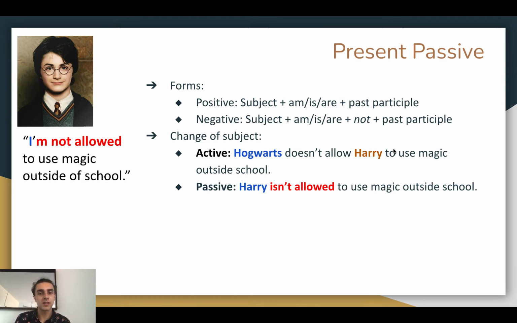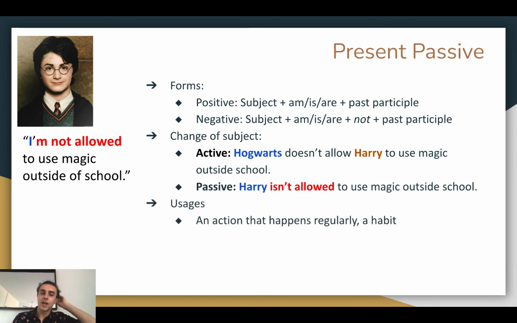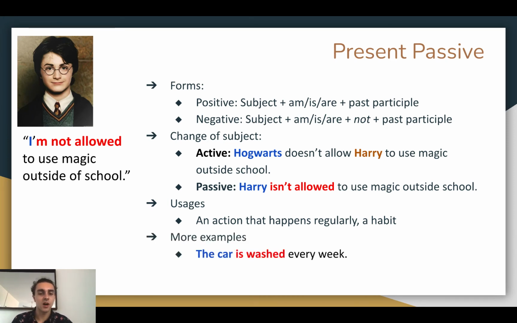So here we see that the object or the complement of the active voice becomes the subject in the passive form. Harry is not allowed to use magic outside school. So we use the present passive to show an action that happens regularly, a habit, or also just like a state of something. So Harry isn't allowed. He's not allowed to do it for right now, the current times. Some more examples are the car is washed every week. It's a habit. The report is written every Friday afternoon, right?